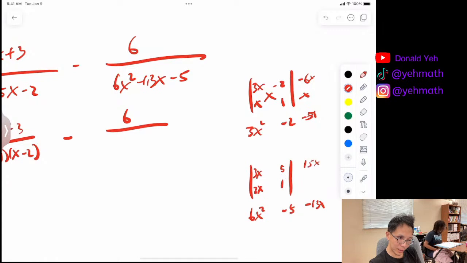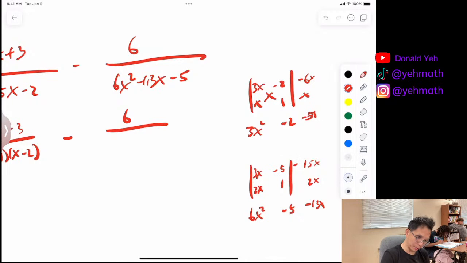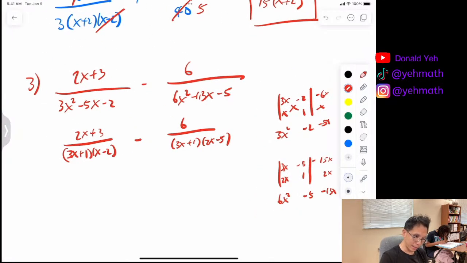So that's 15x, and that's going to be 2x. Which one needs to be negative? The 5. Good. That's good. So it'll be 3x plus 1 times 2x minus 5. Hopefully you guys have got all this. Now let's determine what the LCD is here. The LCD is going to include 3x plus 1. That's what they usually have in common. So this is common, and this is the difference. The difference is here.